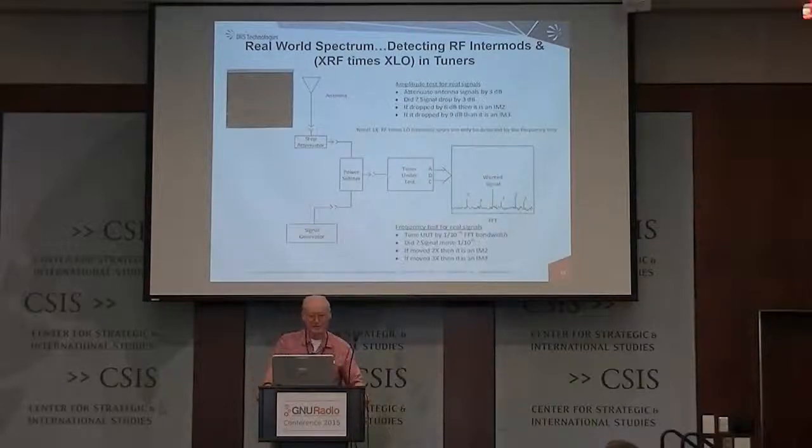But what you do is you drop the power into the radio by 3 dB. The wanted signal and all these other signals should drop 3 dB. If they don't, and they drop 6 dB, there are second order products, the IM2s. If they drop 9 dB, there are third order products, IM3s. But that doesn't represent the real world.